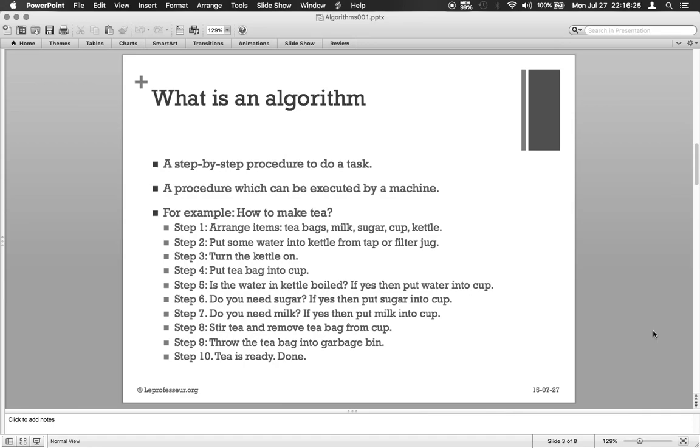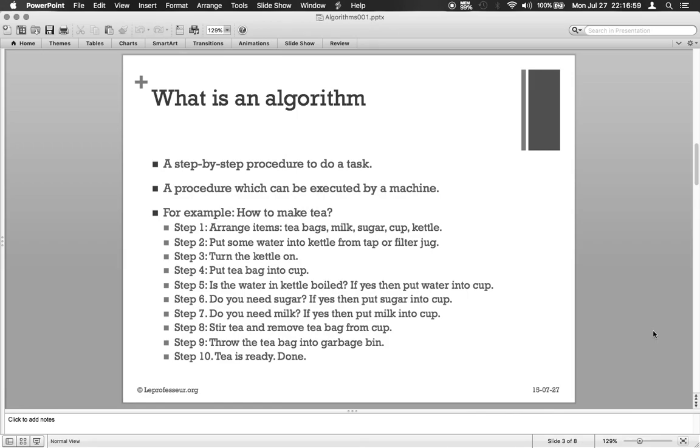So let's say, what is an algorithm? In a simple language, we can say an algorithm is a step-by-step procedure to do a certain task. Or more formally, a procedure which can be executed by a machine. These are not very scientific formal definitions, but these are the basic things to make the subject understandable in a simple way.